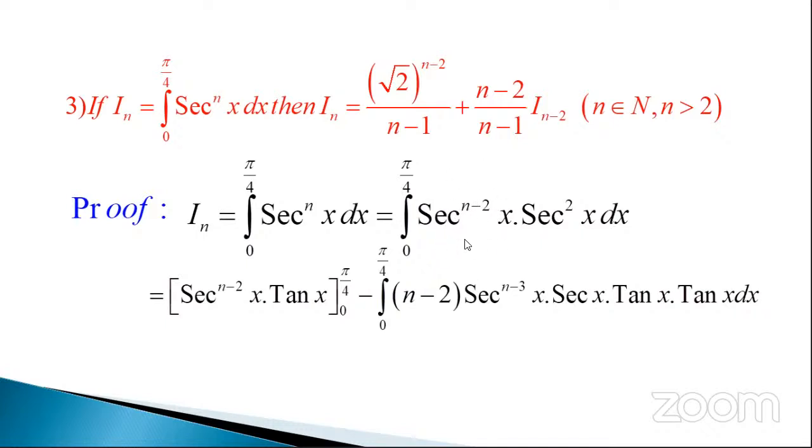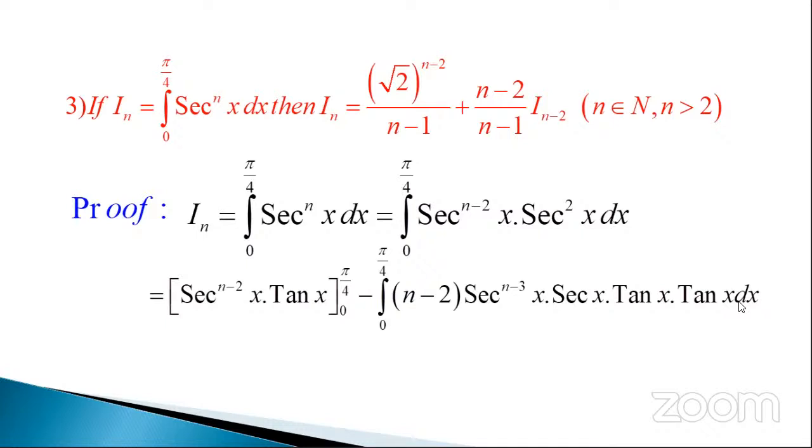What is the derivative of this function? n minus 2 into sec to the power of n minus 2 minus 1, which means n minus 3 x, into the derivative of sec x. The derivative of sec x is sec x tan x, into the integral of sec square x, which is equal to tan x. Am I clear? Once again, the derivative of this function: n minus 2 into sec to the power of n minus 3 x, into the derivative of sec x, which is sec x tan x, into the integral of sec square x, which is equal to tan x dx.